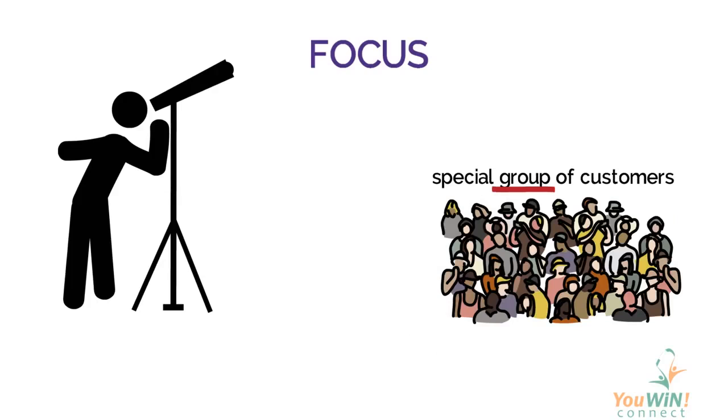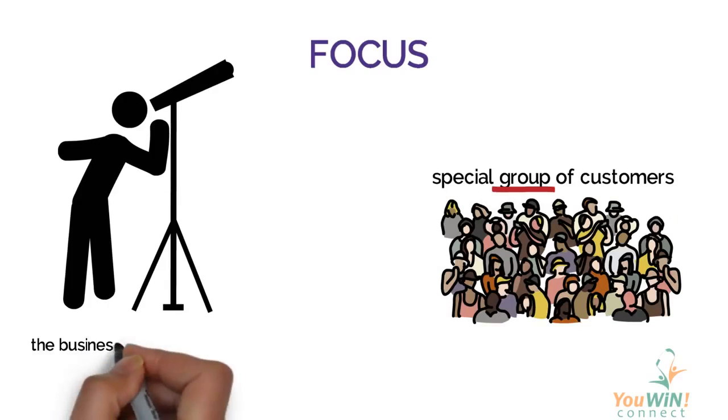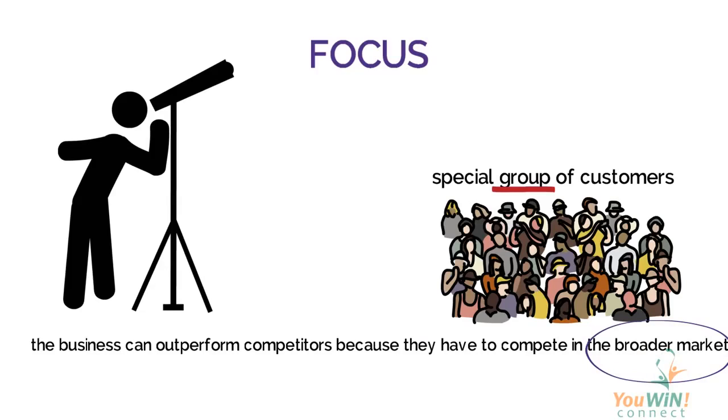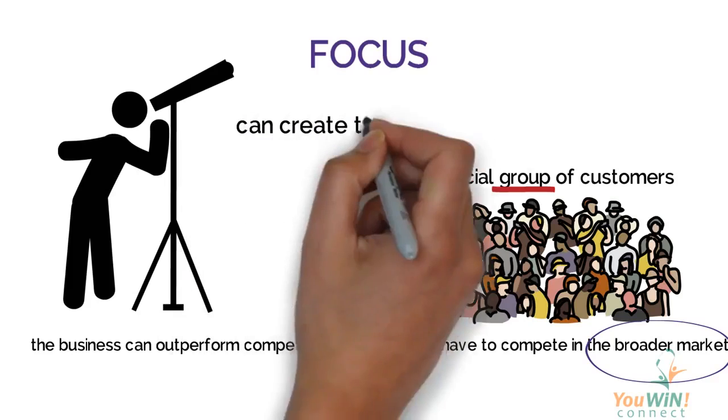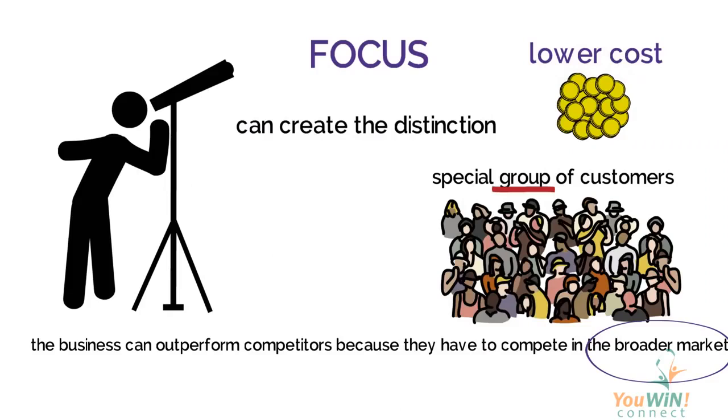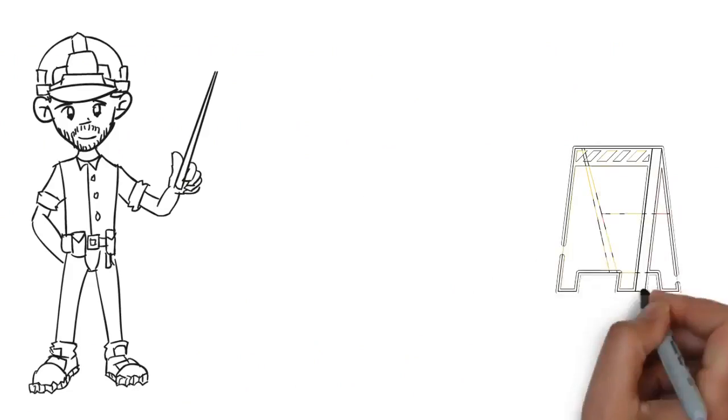When serving a small group of customers, the firm can outperform competitors because they have to compete in the broader market. And the broader market is basically that general market, which they have then cut out the people that they want to serve. The firm therefore can create the distinction to serve its customer better or produce at a lower cost, regardless of whichever aspect of the market that the firm or the business has decided to serve.